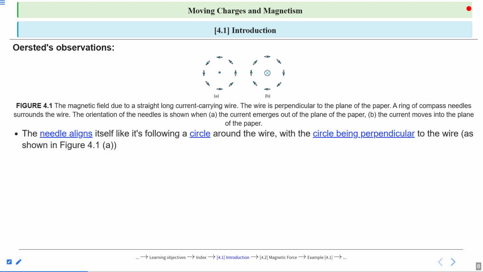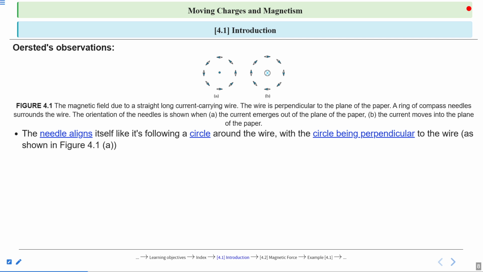Now, what were the observations? The needle aligns itself as if following a circle. You can see in both diagrams there is a circle, but in diagram A the shaded part in blue is the north of the compass needle, and the empty white part is the south of the compass needle. When we place this compass needle around the wire, it aligns itself in the form of a circle. This is one needle only, placed at different positions around the wire, so it forms a circle.